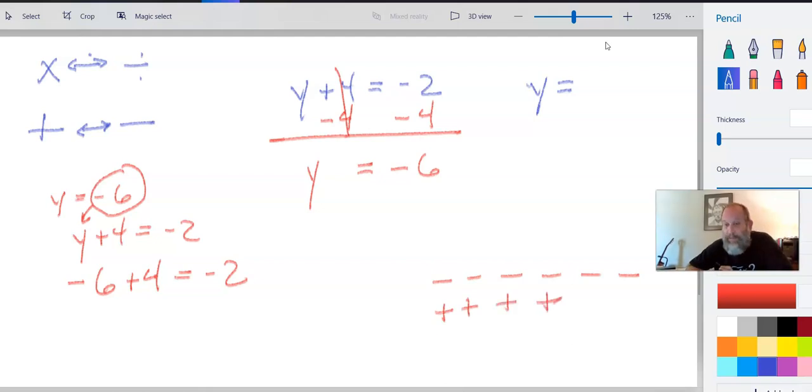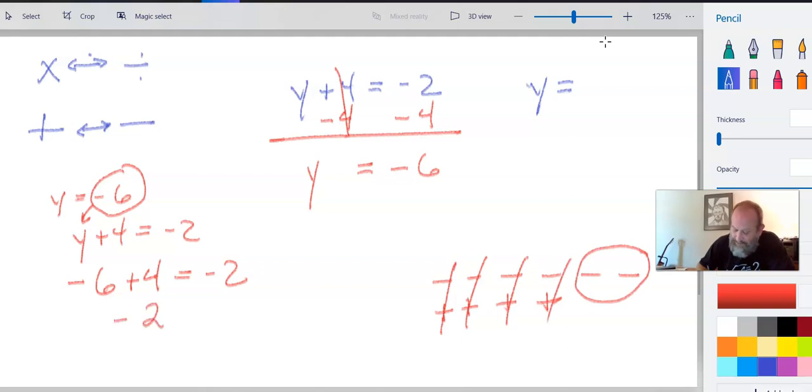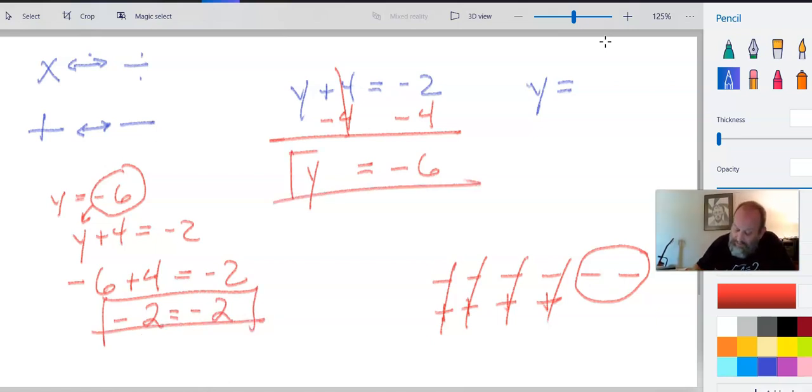And anytime you pair a positive and a negative together, they cancel. So I've canceled these 4, and you notice what I'm left with is 2 negatives. And so my last line here is negative 2 equals negative 2, which is a true statement. And so y equals negative 6 is the correct answer, right?